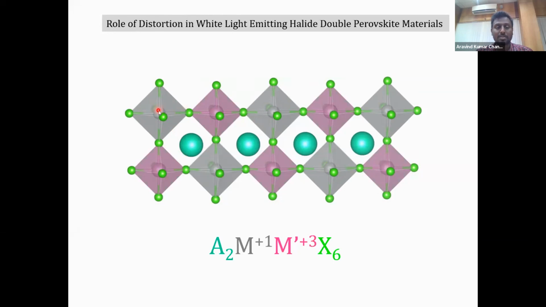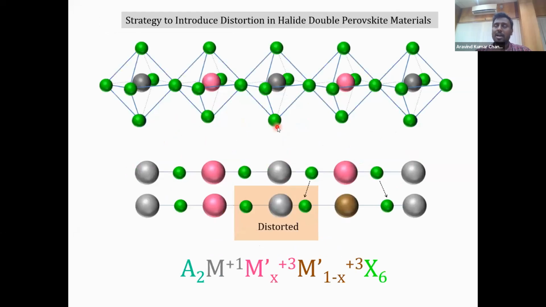And if you look at the distance between the metal site and the halogen within an octahedra, they're perfectly symmetric. They're all the same. The bond lengths are the same. They're perfectly symmetric. Now, our strategy to introduce a distortion in the material is the following.